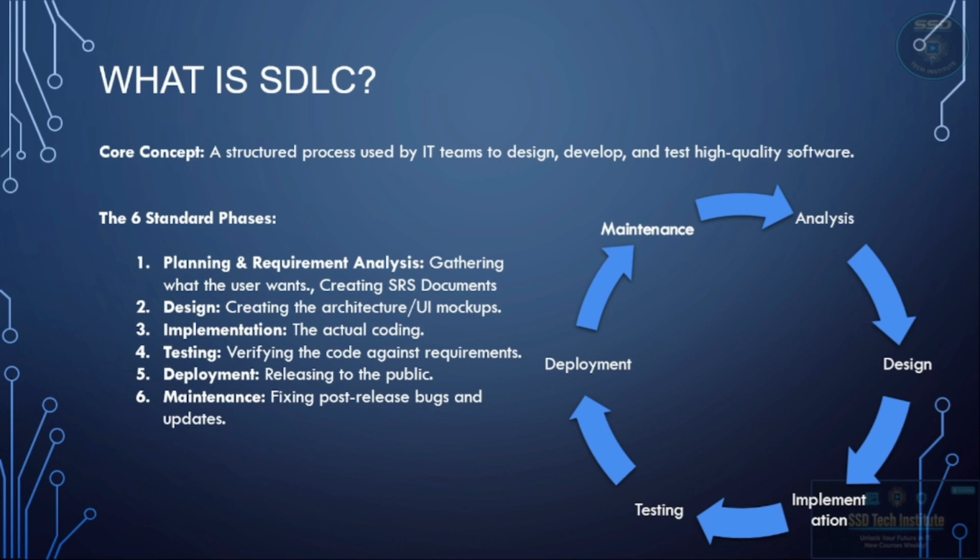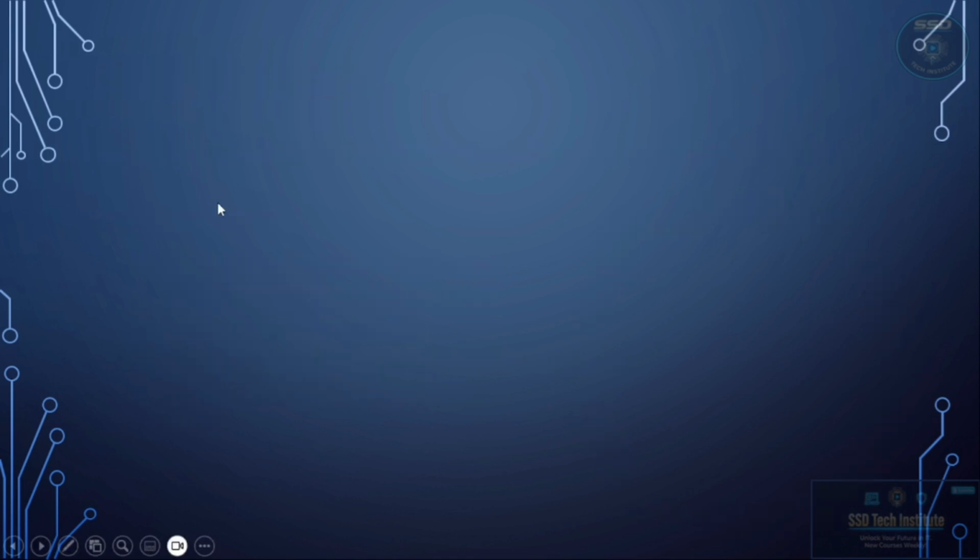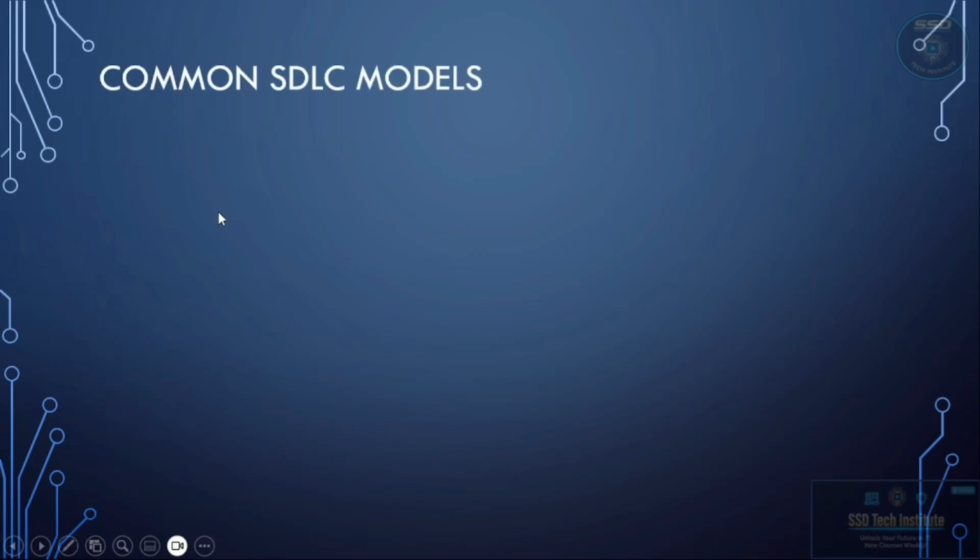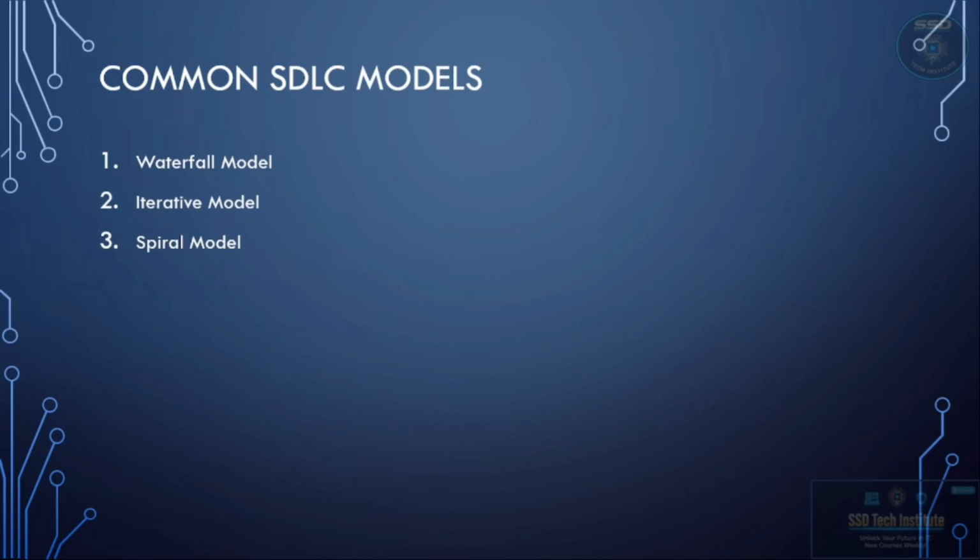Now let's move on to the common SDLC models. Not every company follows these models, but there are different types of SDLC models like the waterfall model, iterative model, spiral model, V model, and a very popular agile model. Now let's learn about the main ones in advance.